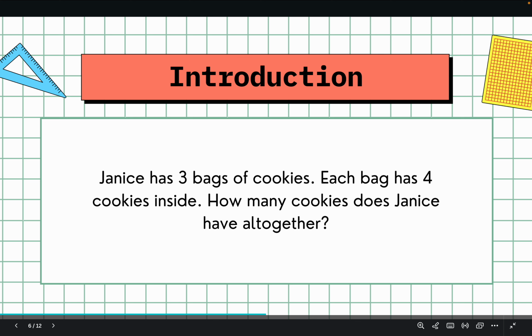So now let's jump into a multiplication word problem together. Here it states Janice has 3 bags of cookies. Each bag has 4 cookies inside. The question, how many cookies does Janice have altogether?